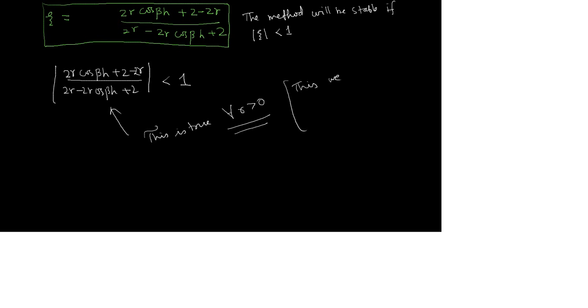This we have seen in the Lax-Richtmyer stability analysis. So this we have already seen. So hence, from the von Neumann stability condition we observed that Crank-Nicolson is unconditionally stable. Okay, thanks.